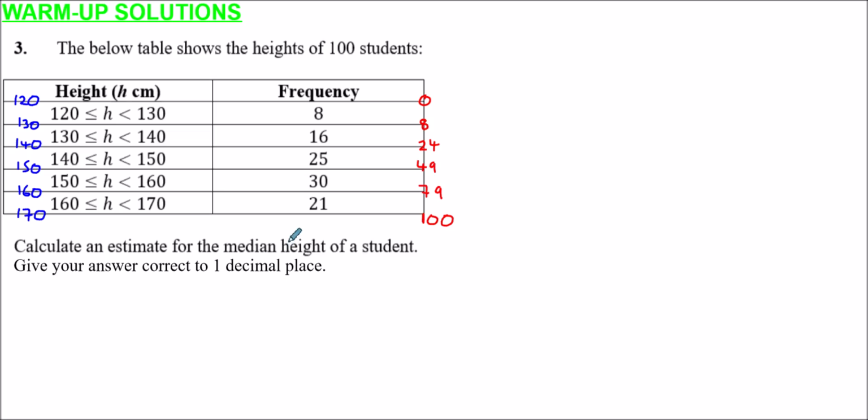So we're asked for the median. Median is halfway. So if there's 100 values, we're going to do 100 divided by 2 to find the halfway point. And obviously 100 divided by 2 equals 50, which tells us, therefore, that the median must be the 50th value.